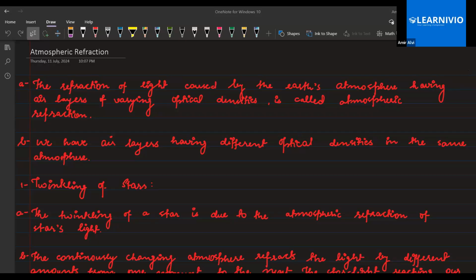Okay, so the first thing that we are going to discuss is the atmospheric refraction. So what is atmospheric refraction? ठीक है, atmospheric refraction is basically the refraction that occurs due to the atmospheric layers of the earth's surface. So the refraction of light is caused by the earth's atmosphere having different layers. Due to this, atmospheric refraction occurs.